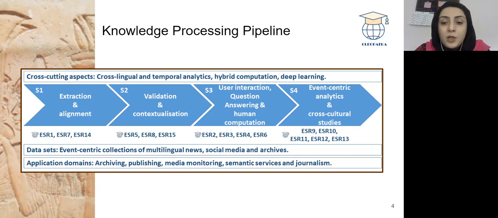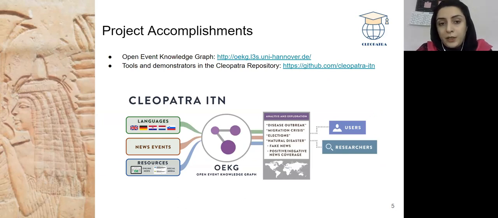Now that we have talked about the motivation behind this project and I've shown you the knowledge processing pipeline, let's take a look at the accomplishments we've had so far in Cleopatra. The image in this slide represents one of the major contributions in this project. We have worked on different sources and languages, and the extracted data sets are successfully integrated into a knowledge graph, which is called OEKG. OEKG is a large scale open event knowledge graph, which is publicly available to the users and researchers. Besides OEKG, we have other tools and demonstrators, which are again publicly available in the Cleopatra repository.